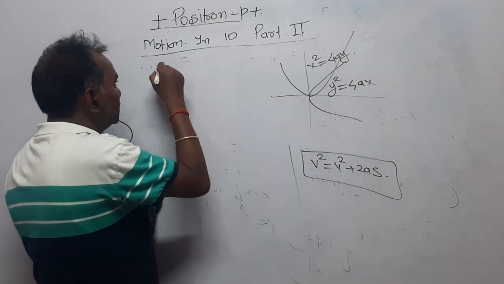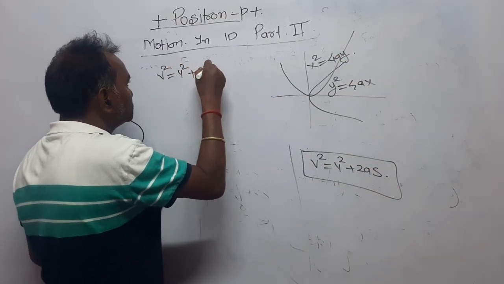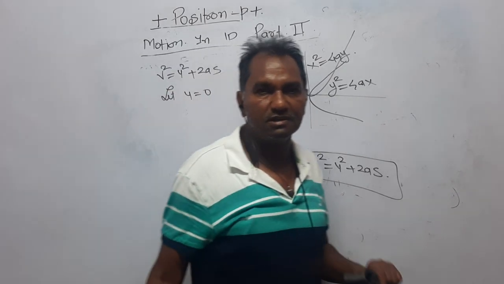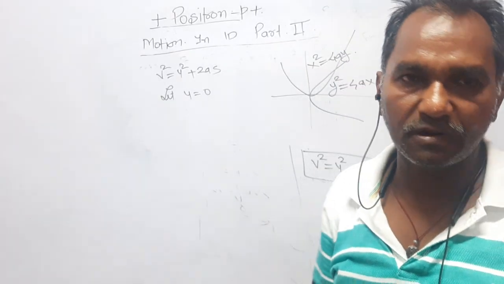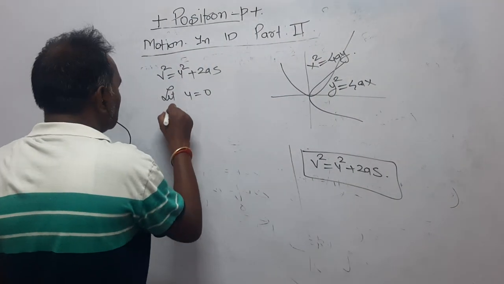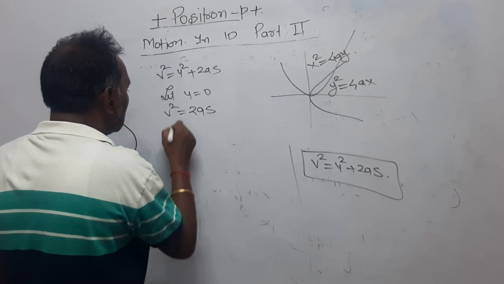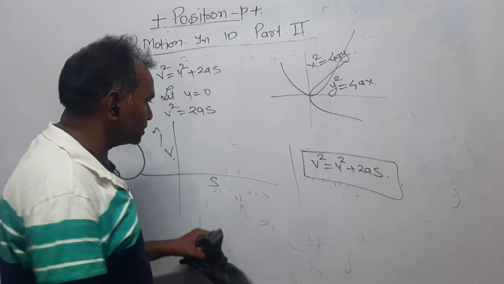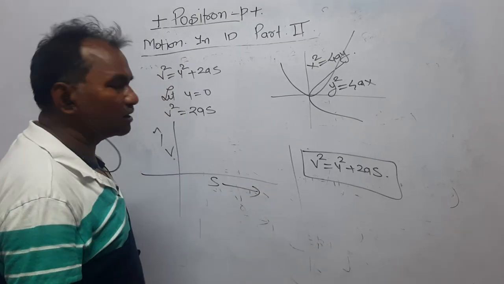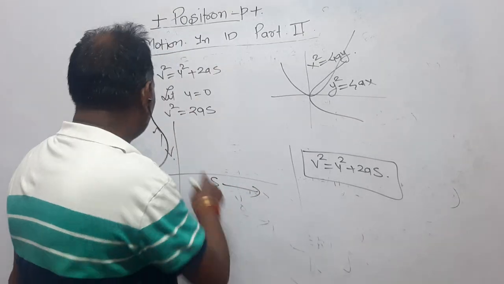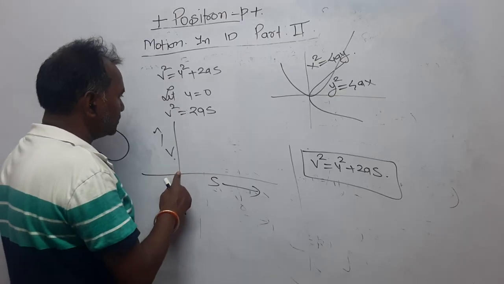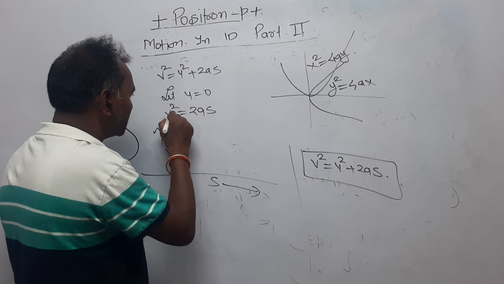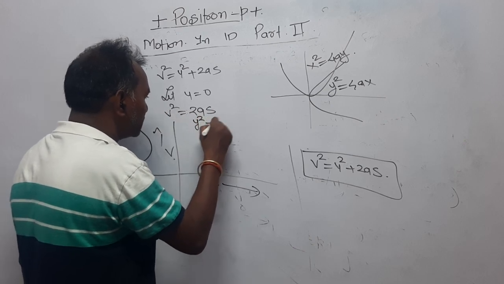Dear student, we have to plot v square equal to u square plus 2as. Let initially u equal to 0. For your convenience, I am considering that the body is moving from rest. Then v square equal to 2as. We have to plot the graph between v and s. Velocity is on the ordinate and displacement is on the abscissa. Now v square equal to 2as. Velocity is on the y-axis and displacement is on the x-axis. So if you write y instead of v, that is y square equal to 2ax.